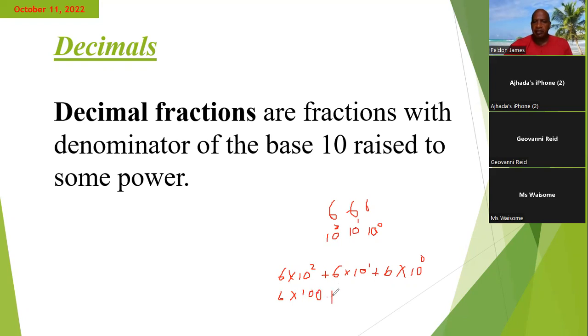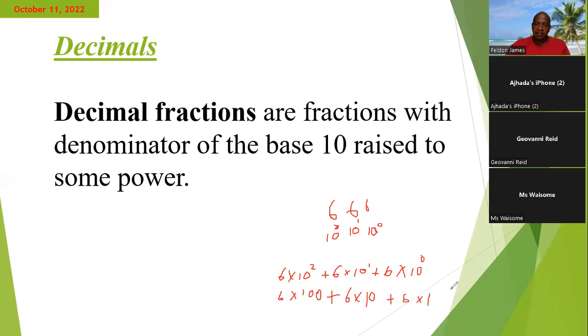And the other one would be just 6 times 10. And the final one would be 6 times what? The other one would be what? 6 times what? 1. 6 times 1. All right, because any number raised to the power 0 gives you 1.